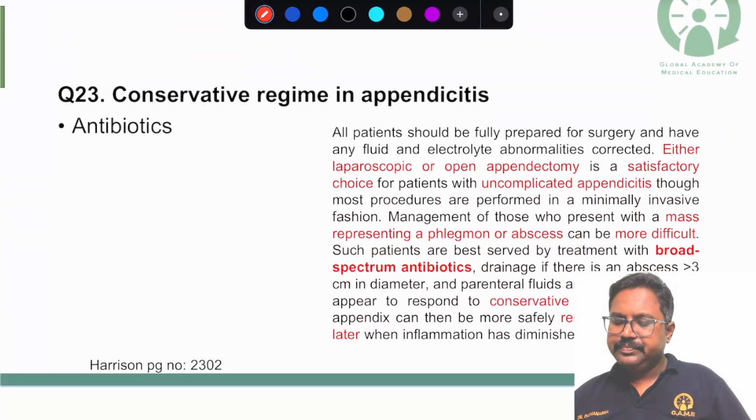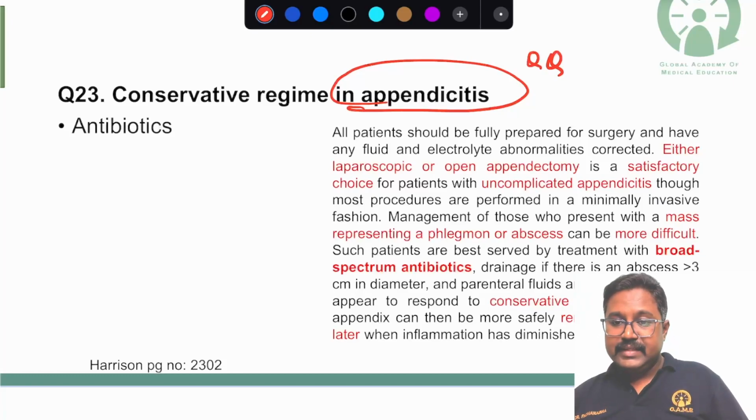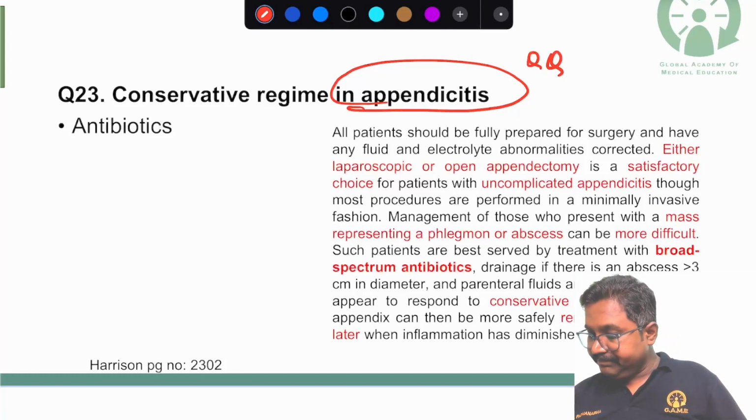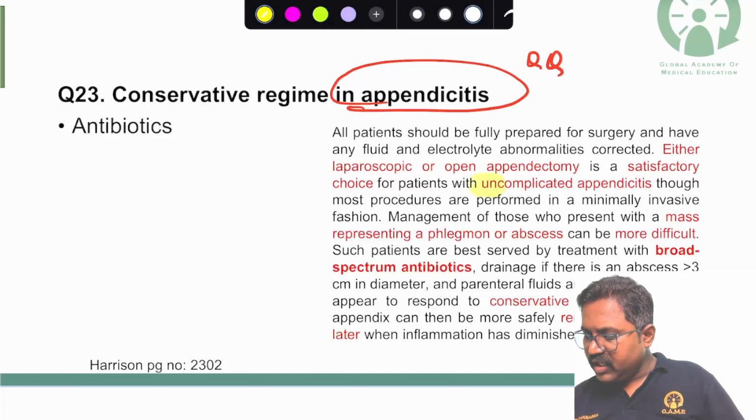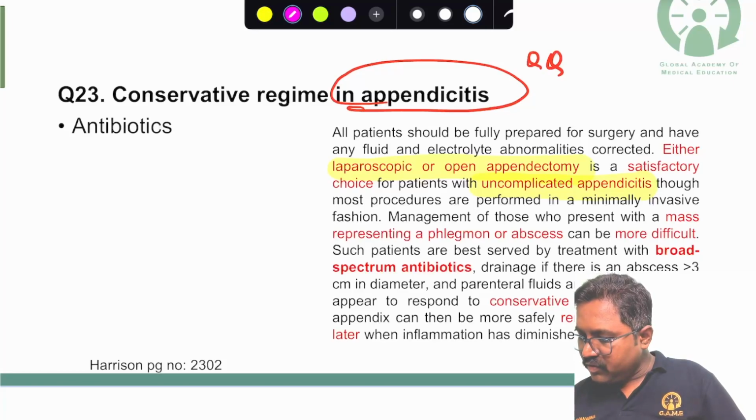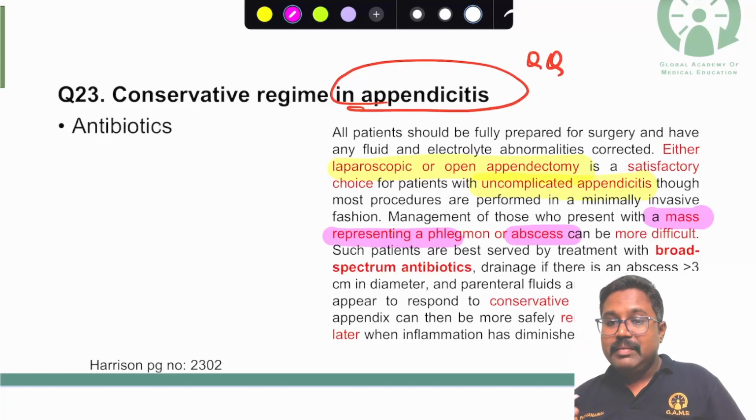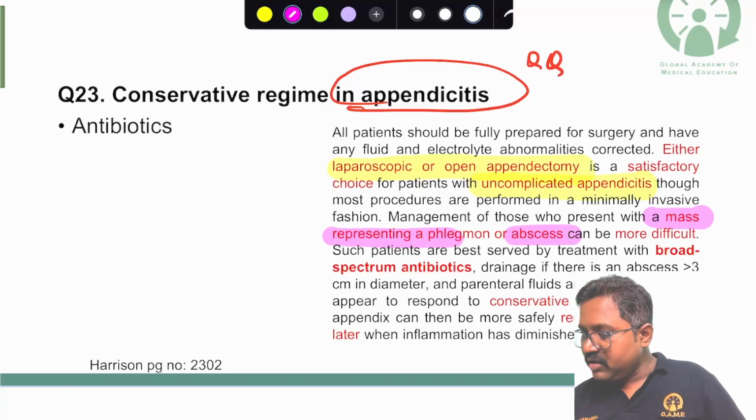So the next question is: what is the conservative management in case of appendicitis? Very well explained in Harrison. I think this is a direct question. In uncomplicated cases, you can go with laparoscopic or open appendicectomy. But if there is a mass representing phlegmon or abscess, that will be a difficult condition. In such a case, you need to go for the best suited treatment with broad spectrum antibiotics.